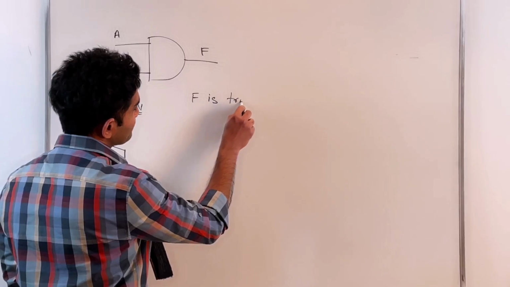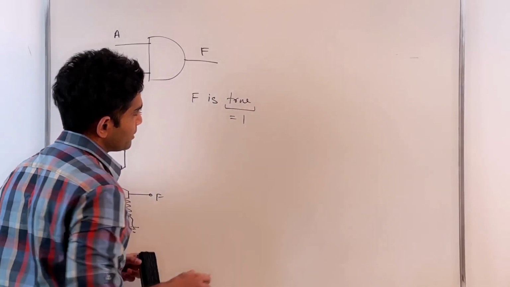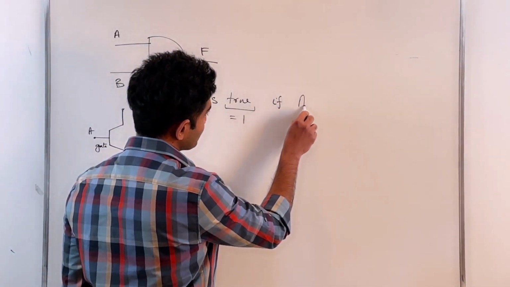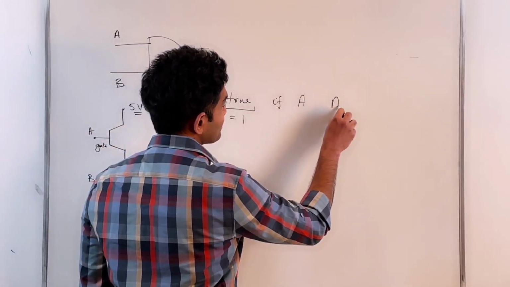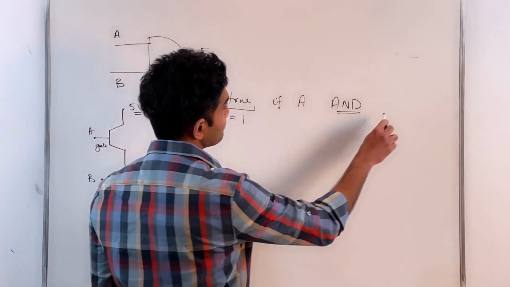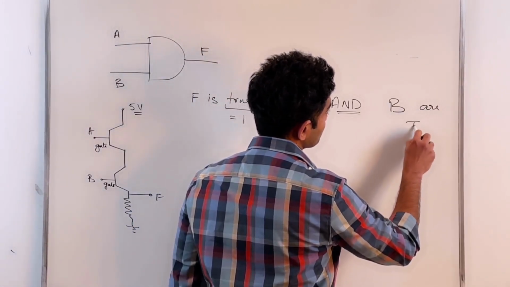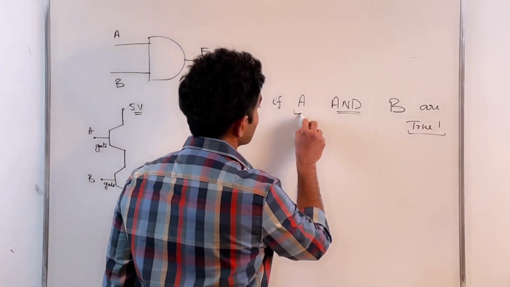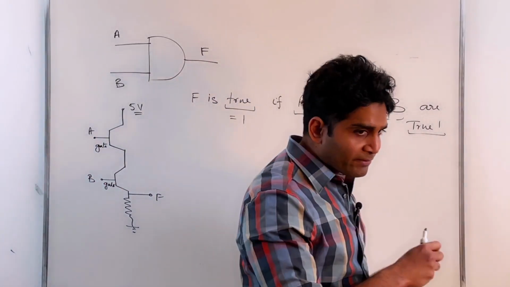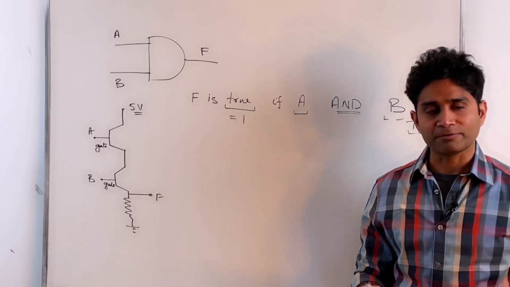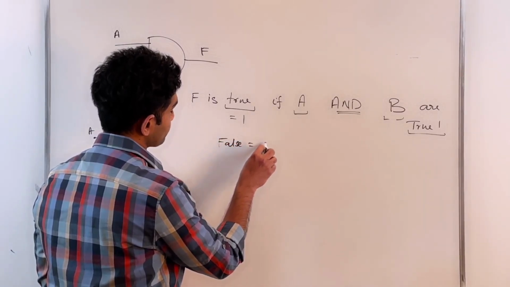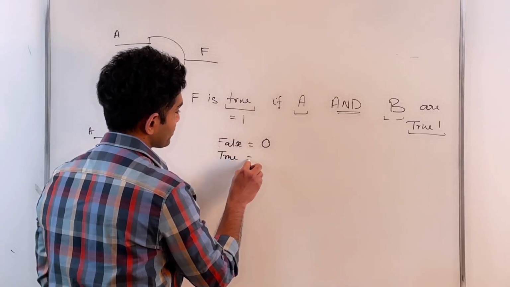Again, going back to our previous class, when I say true, I'm referring to the output being a 1. F is true if the input A and B are true, so it's basically a simple logical operation. That is, if A and B are both ones, only then my F is true, my F is 1. For any other combination, my F is false. In terms of logic, I will say false is associated with 0, true is associated with 1.